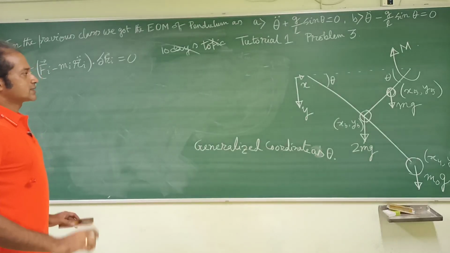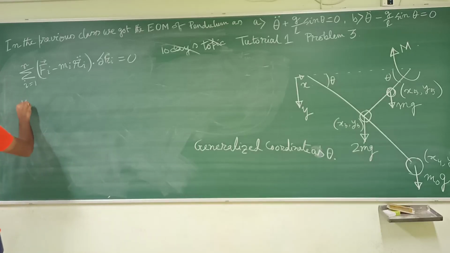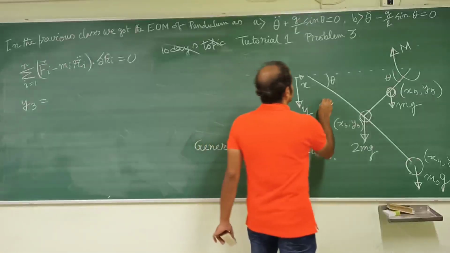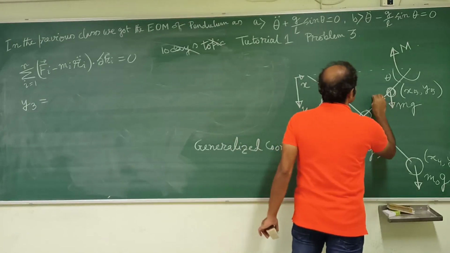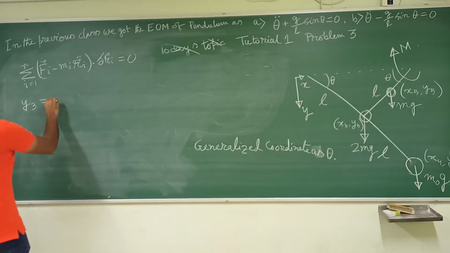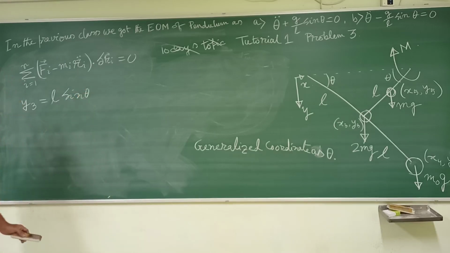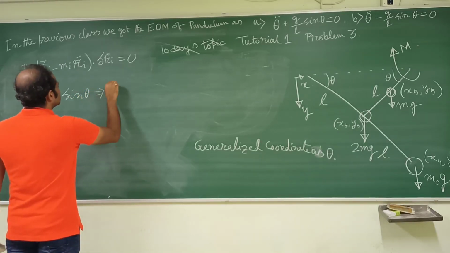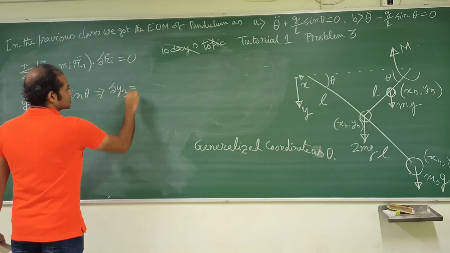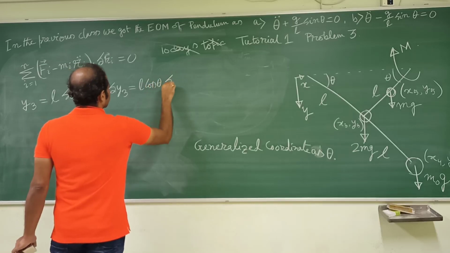With this, now let us identify the mass points. Over here y3 is equal to what? This length is L, this length is L, this length is also L. So y3 is equal to L sin theta. Say yes or no? So it leads to del y3 is equal to L cos theta delta theta.